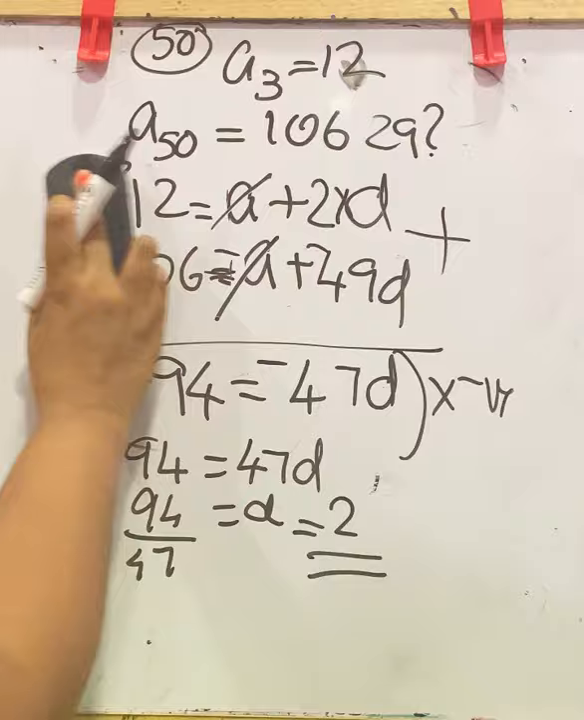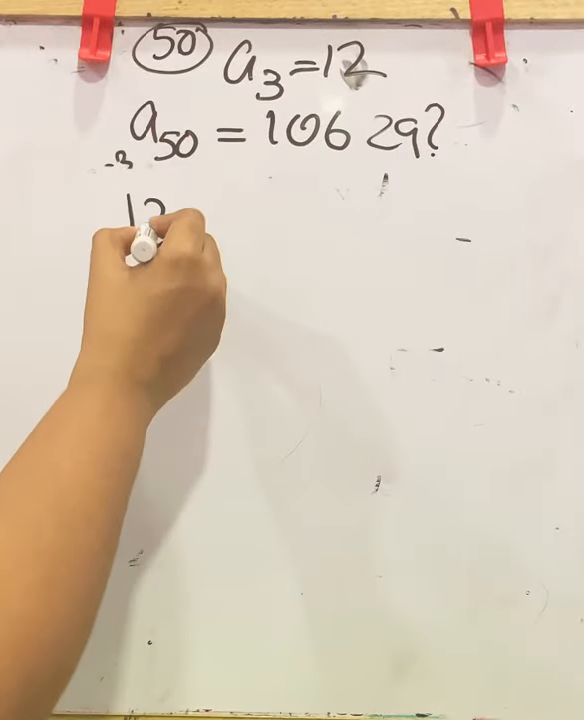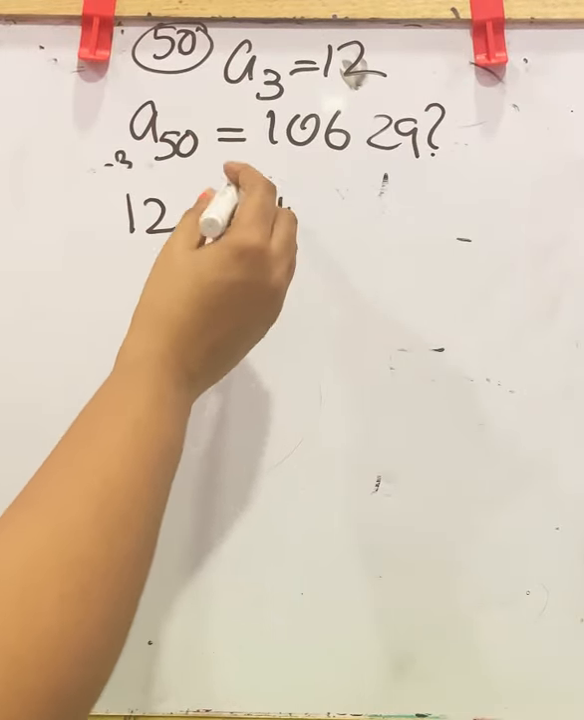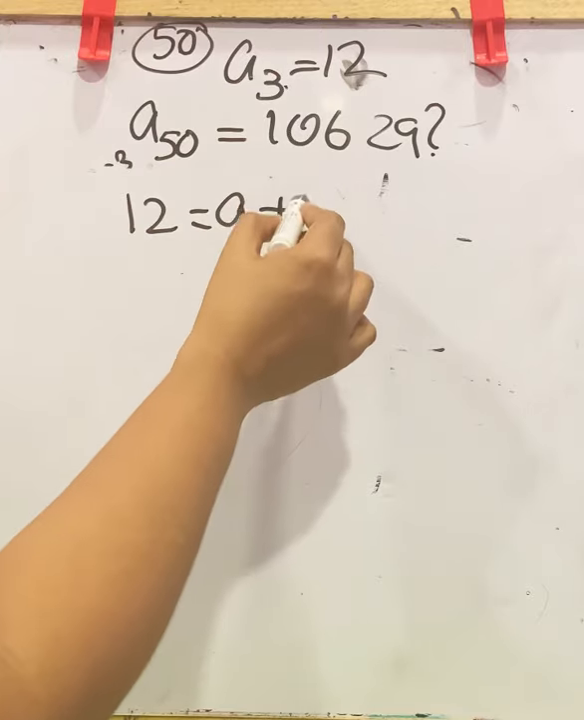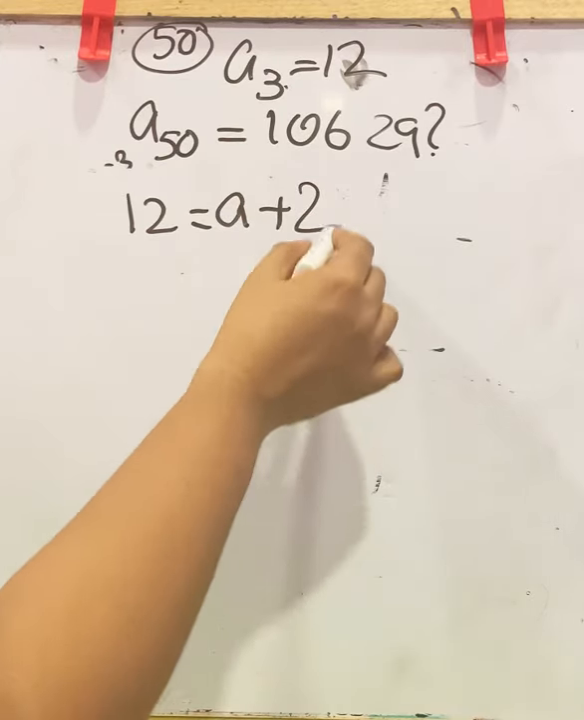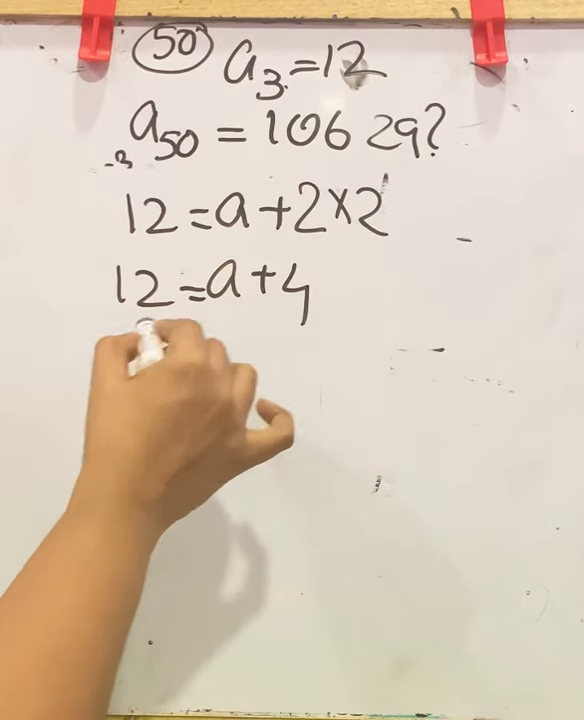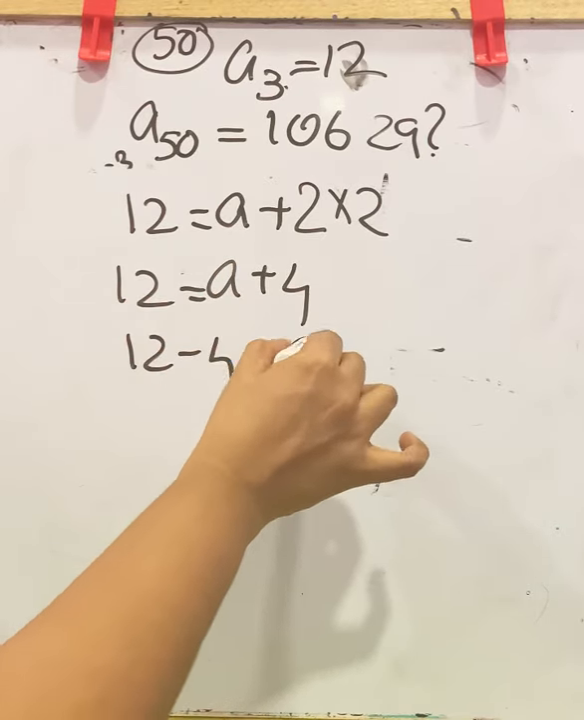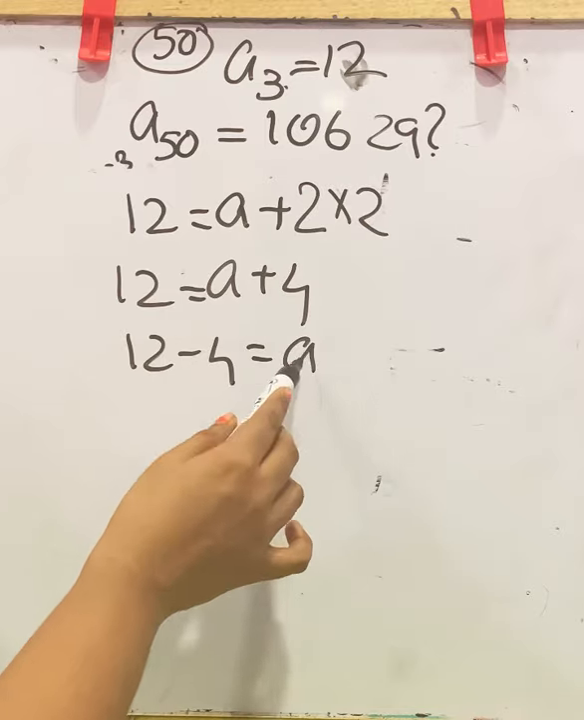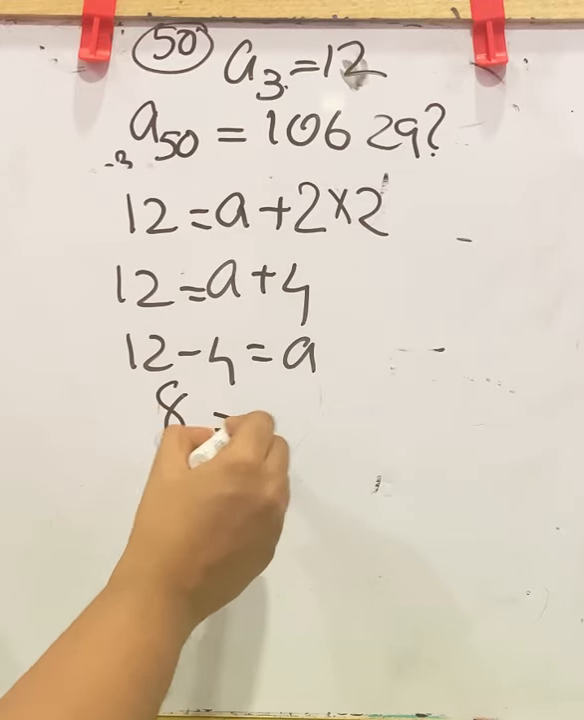We will rewrite this equation. A3, that is 12 equal to A plus N minus 1 is 3 minus 1, 2 into D we know, 2. So 12 equal to A plus 4, that is 12 minus 4 equal to A. The value of A, that is the first term, is 8.